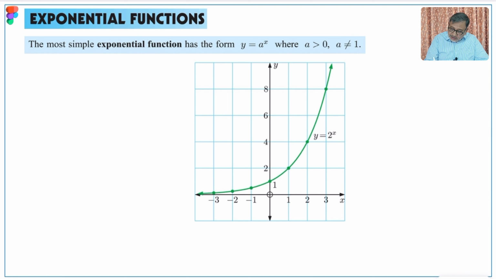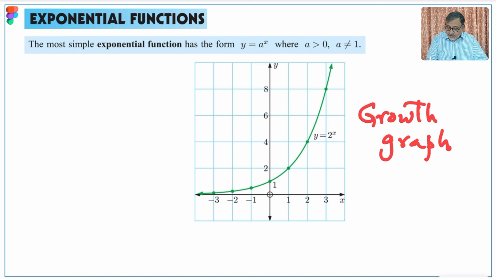So if a is greater than 0 and a is not equal to 1, then your graph is like this, okay. So this graph is also called a growth graph, right? Growth graph. And if there is nothing else with the exponential function, then definitely it is going to intersect the y-axis at 1. So the y-intercept will be (0, 1).